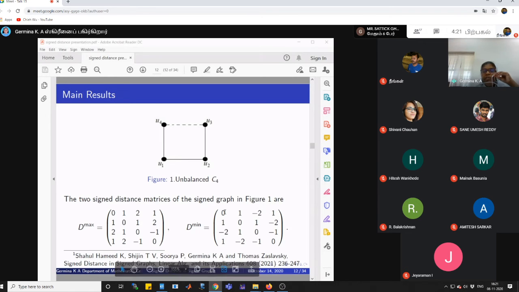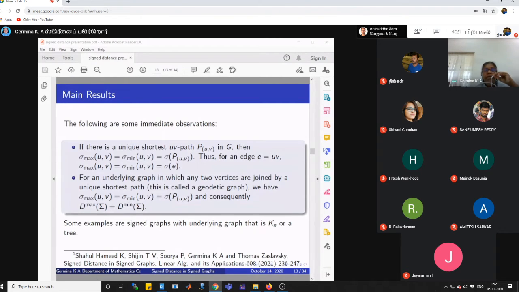Similarly, U1, U4 is positive. Hope it is clear. So this way you will get two signed distances in signed graphs and two signed distance matrices also in the signed graph. So the following are some immediate observations from this definition.